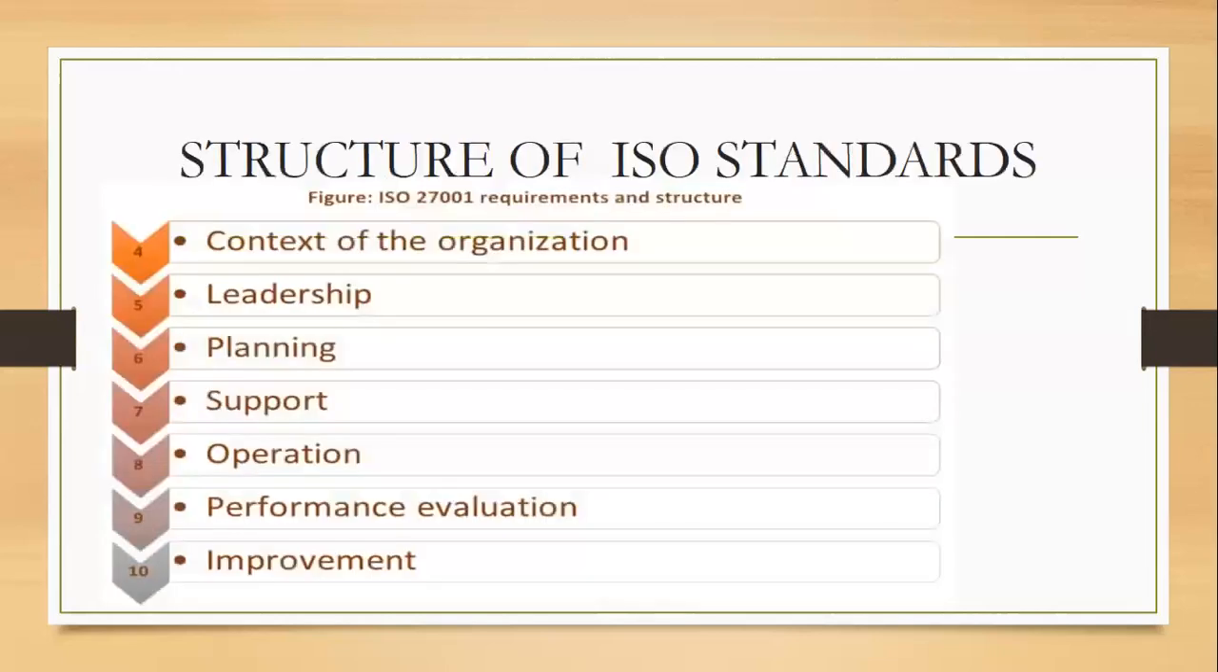Now, let me talk about the structure of ISO standards. I mentioned that ISO have tried a lot to harmonize the structure of most of the standards. If you look at 27001, 20000, 22301, 9001, 55001, virtually all of them, what is on the screen is what you see. Virtually all of them, 14001, environmental management system. So you start from clause 4, context of the organization.